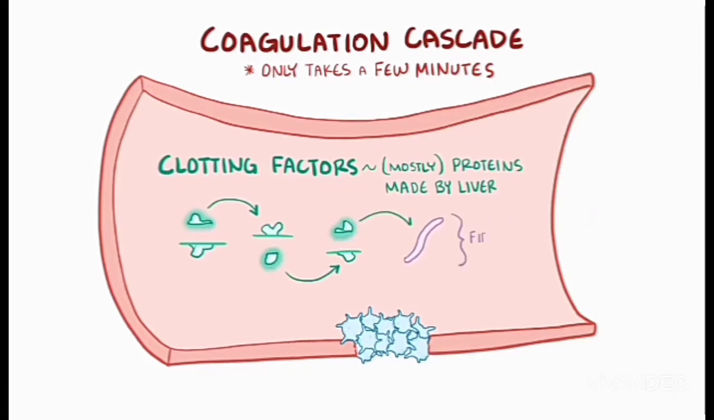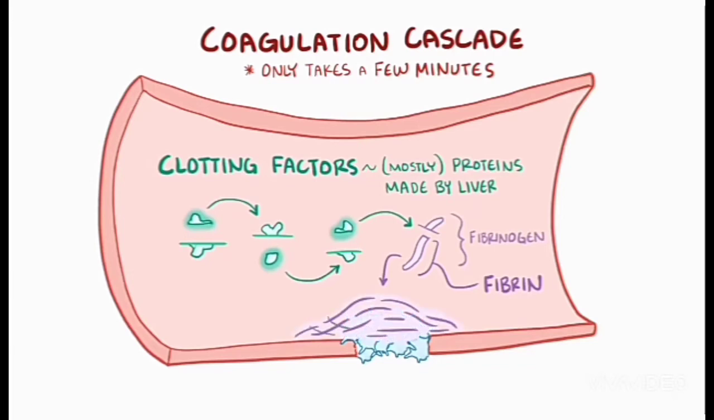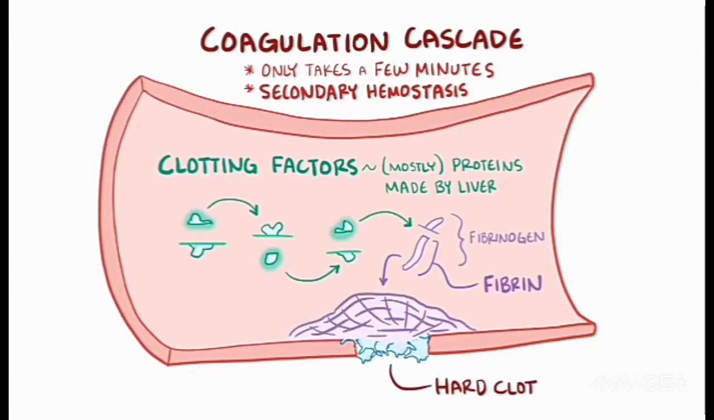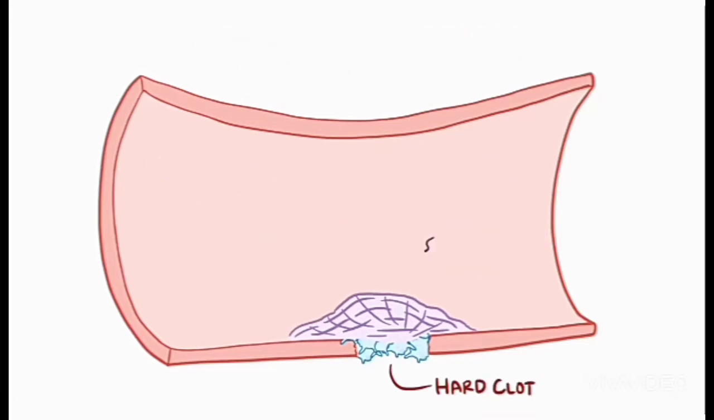And the last step is the conversion of the protein fibrinogen to fibrin, which deposits and polymerizes to form a mesh on that platelet clot. So these steps, leading to fibrin reinforcement of the platelet plug, make up the process called secondary hemostasis, which results in a hard clot at the site of injury.